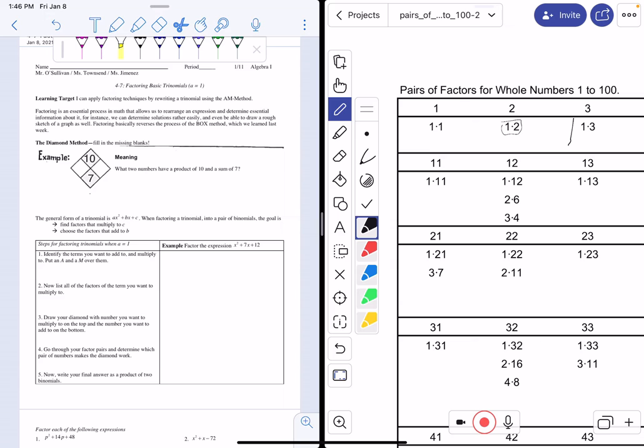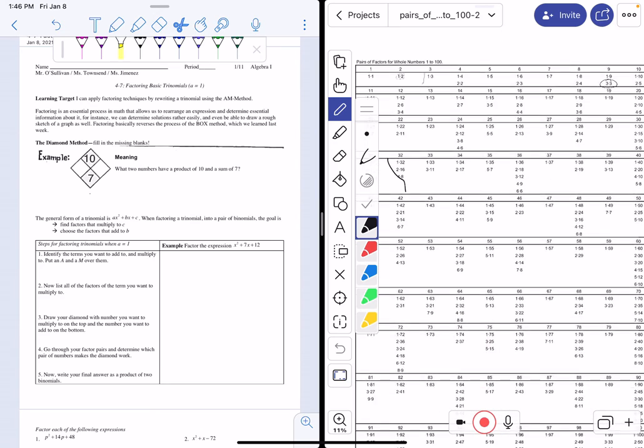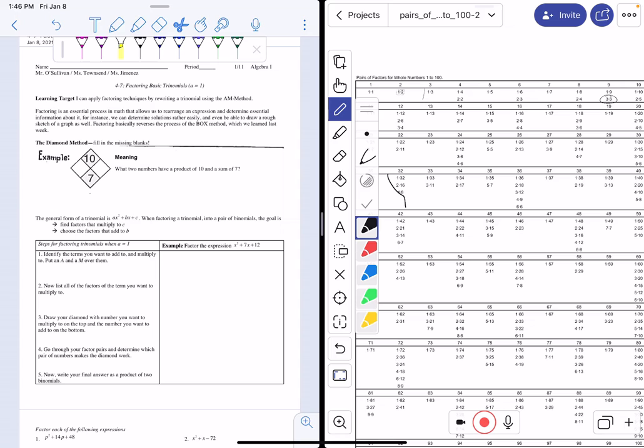Today we're going to be looking at lesson 4-7, factoring basic trinomials where a is equal to 1. Today's learning target is I can apply factoring techniques by rewriting the trinomial using the AM method. Before we go any deeper, you're going to see that I have two things on my screen. I have the notes and I have the factor pairs from 1 to 100. You are allowed to use the factor pairs from 1 to 100 sheet. I want to make sure that you're comfortable with them, and I want to make sure that you know how to use this sheet, and I'll be going over explicitly how to do everything.